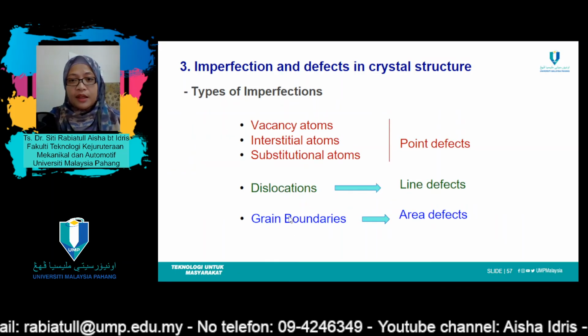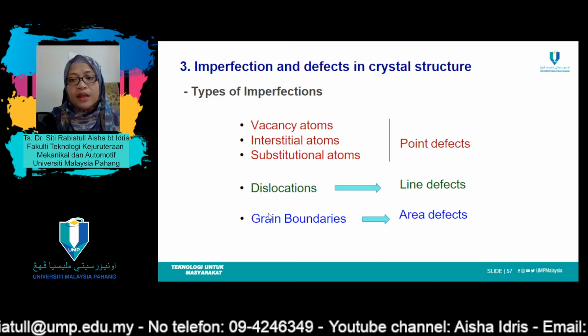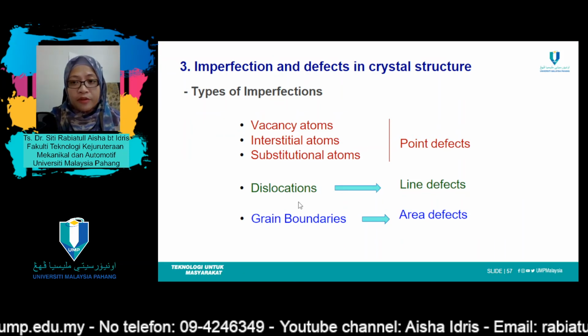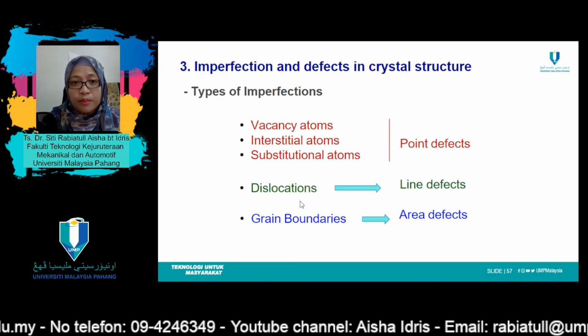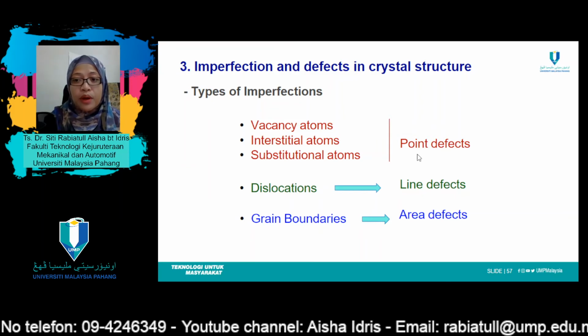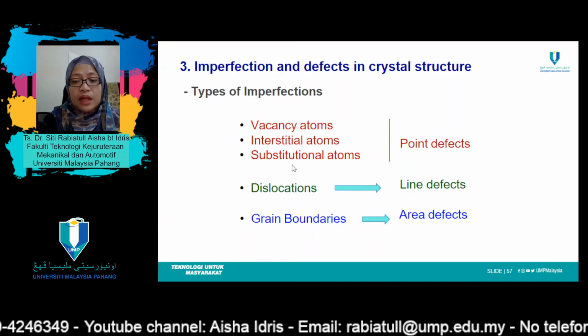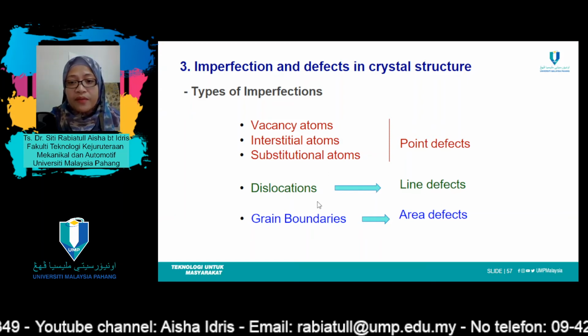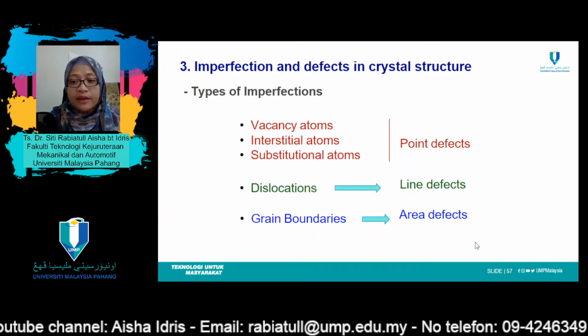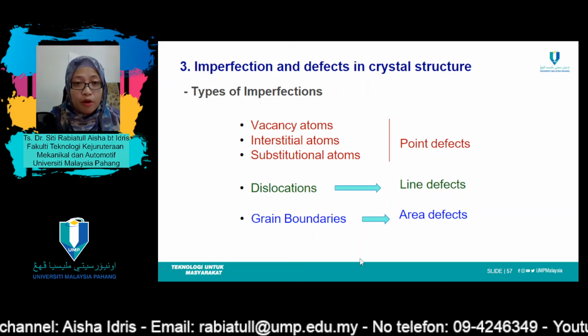All right. For types of defects, there are three types that we need to know. Number one is point defects, like vacancy, interstitial, and substitutional atoms. For line defects, there is dislocation, and for area defects, there are grain boundaries.